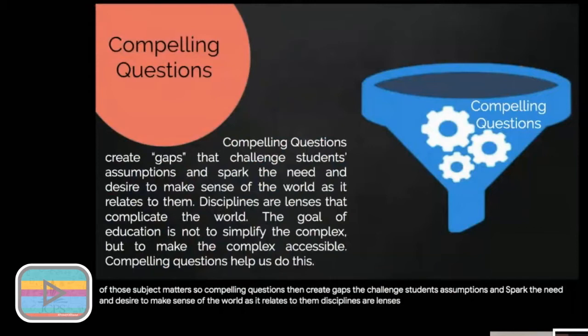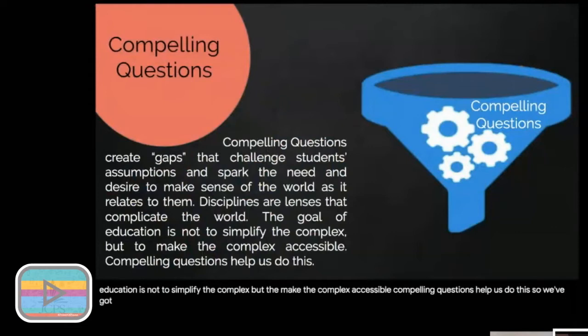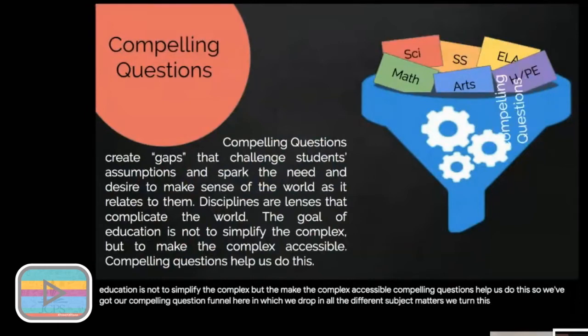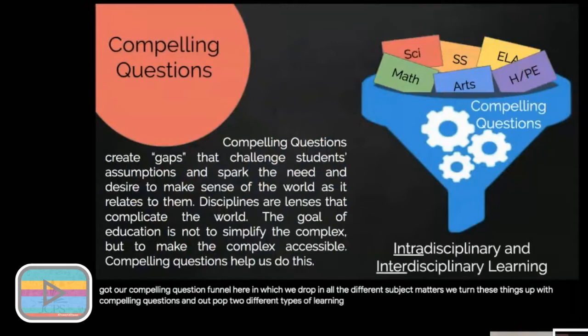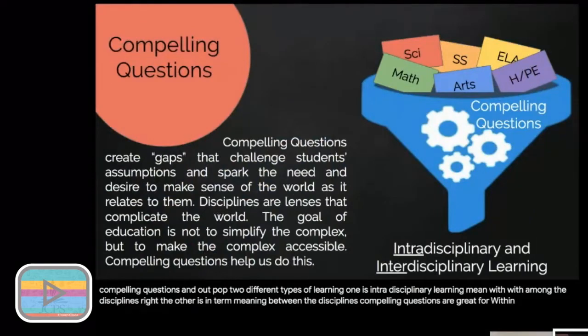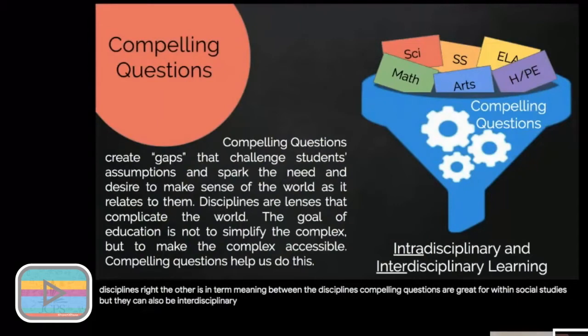Disciplines are lenses that complicate the world. The goal of education is not to simplify the complex, but to make the complex accessible. Compelling questions help us do this. So we've got our compelling question funnel here, in which we drop in all the different subject matters. We churn these things up with compelling questions, and out pop two different types of learning. One is intradisciplinary learning, meaning within the disciplines, right? The other is inter, meaning between the disciplines. Compelling questions are great for within social studies, but they can also be interdisciplinary, right, across the board.